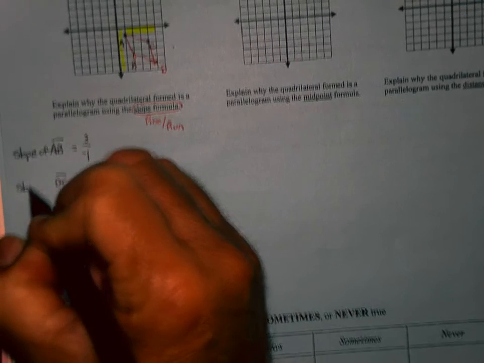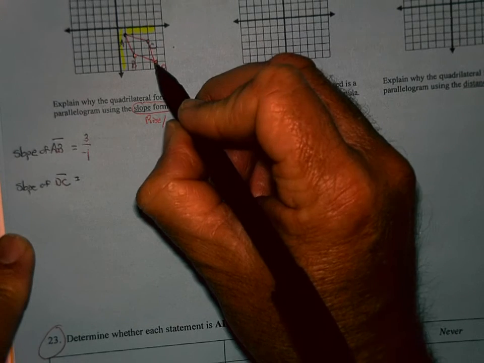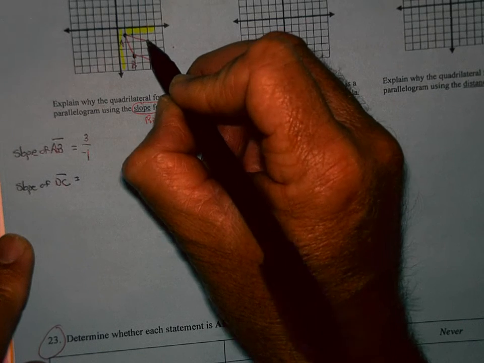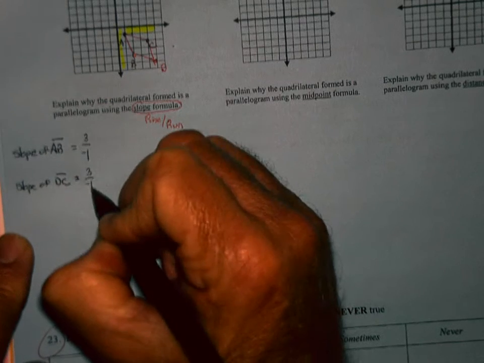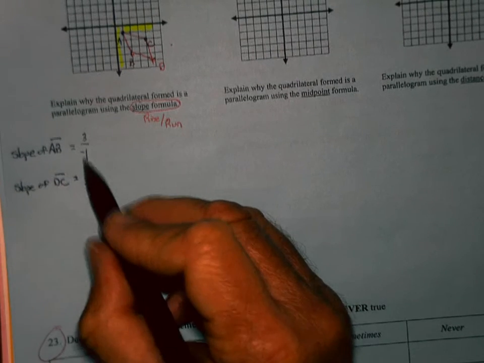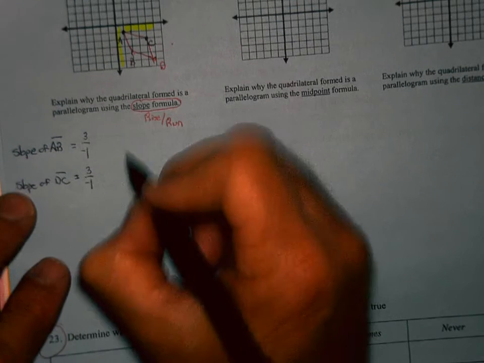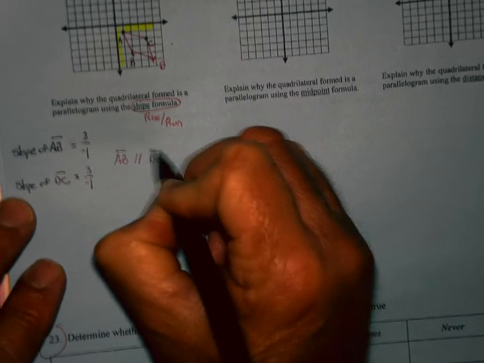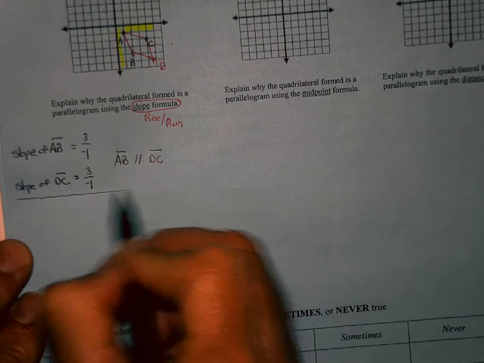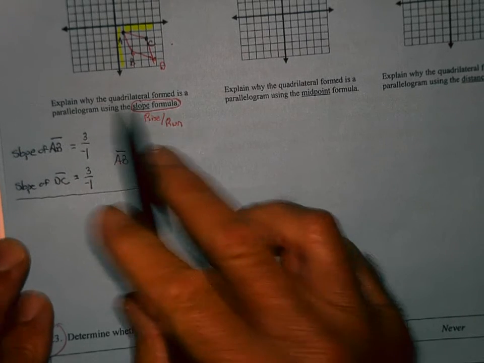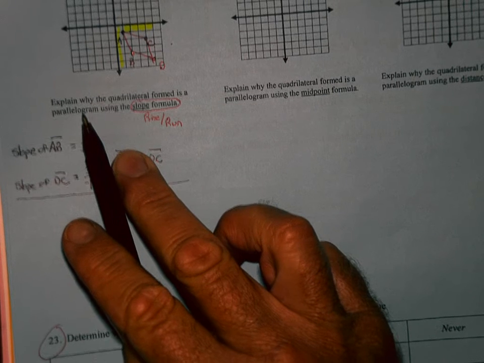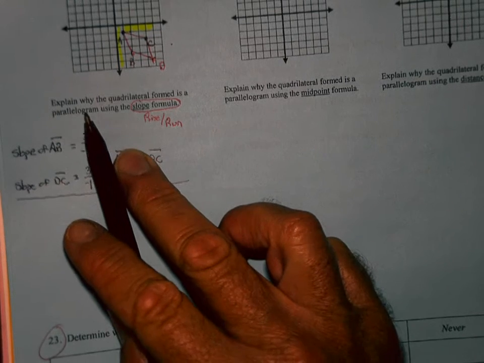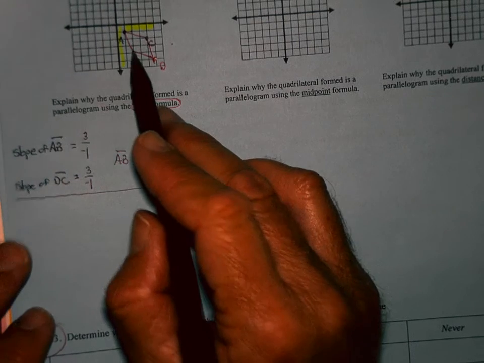DC, D is the lower point. Let's count the rise to get even with C. That'd be 1, 2, 3. The run is -1. So notice my slope is 3 over -1. The slope of A to B and the slope of D to C are the exact same. That tells me that side AB is parallel to side DC. So now I have 1 pair of parallel sides. Does 1 pair of parallel sides explain why this quadrilateral is a parallelogram? The answer is no. I need 2 pairs of parallel sides. So I have to find the slope of the other 2 sides.